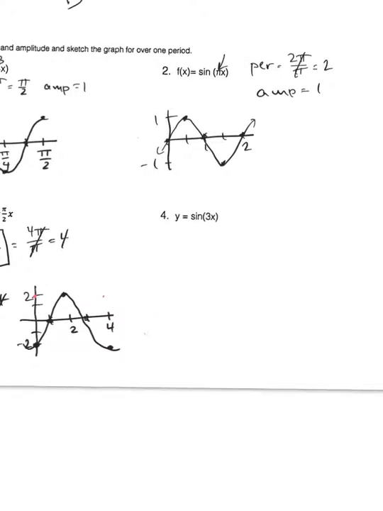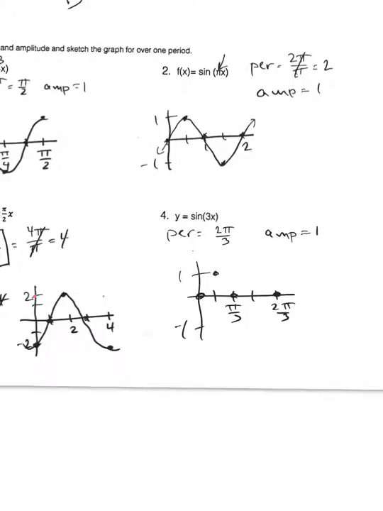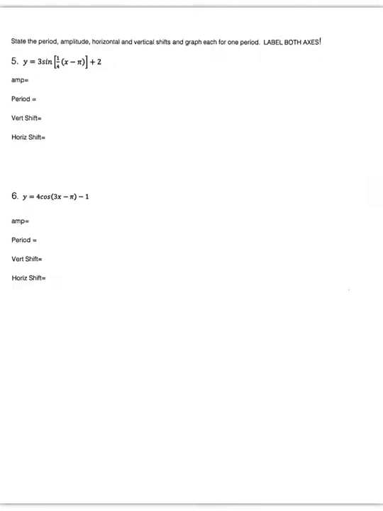And for number 3 here, period is 2 pi over B. B is 3. That does not simplify. Amplitude, 1. 1, 2, 3, 4, 2 pi over 3. Well, halfway is 1 pi over 3. Up 1, down 1. And sine, beginning, middle, end, right on the axis. And it goes up before it comes down. Now let's go over all of them.